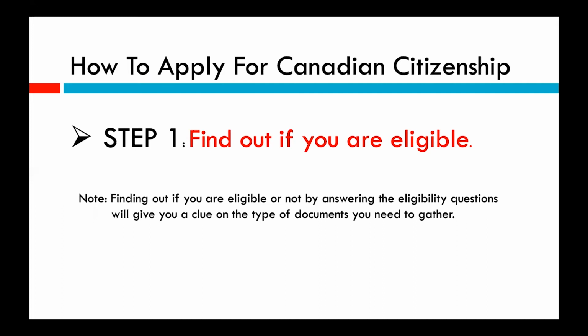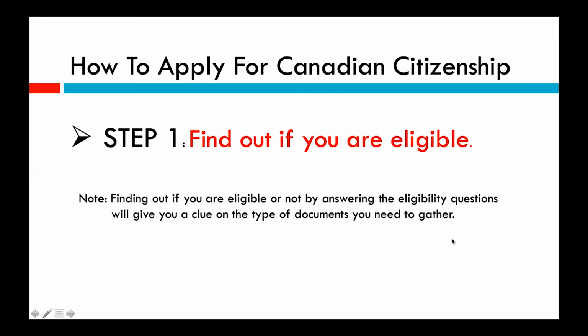So, how to apply for Canadian citizenship. Step 1, find out if you are eligible. Before you move on, I want you to remember this. Finding out if you're eligible or not by answering the eligibility questions will give you a clue on the type of documents you need to gather.